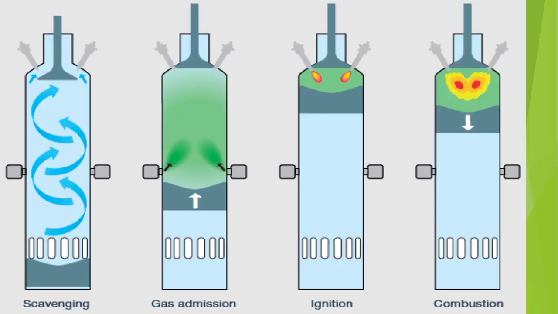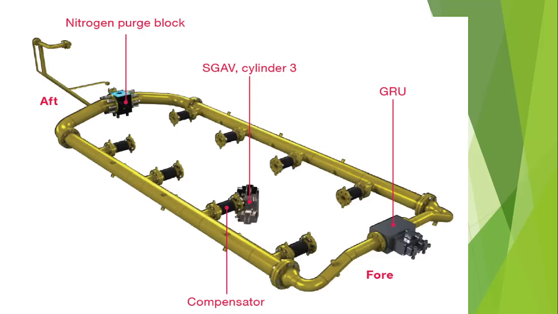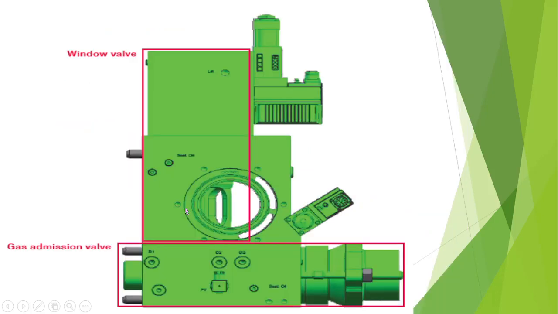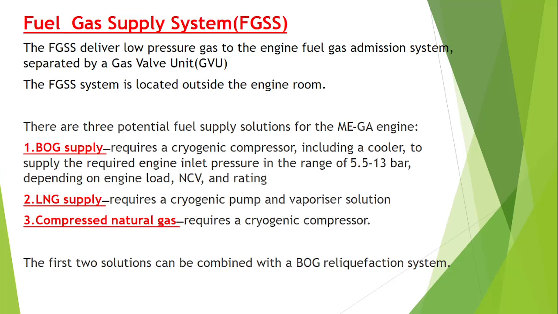After that we will see how this GA engine works, and after that how the FGSS looks. Then we will see what the components of the GRU, SGAV and nitrogen purge block look like, where they are fitted and how they are installed. After that we will see the SGAV and then the MBIV, and then we will start with one of the components, the fuel gas supply system, and how it works.